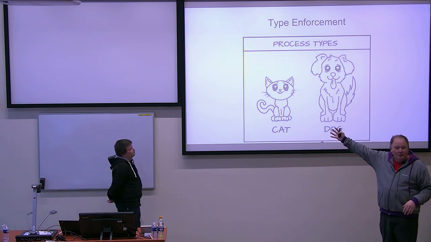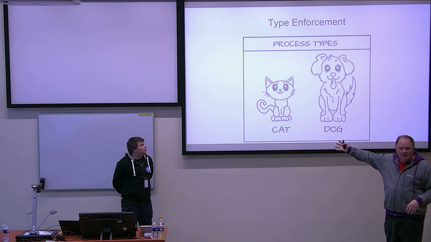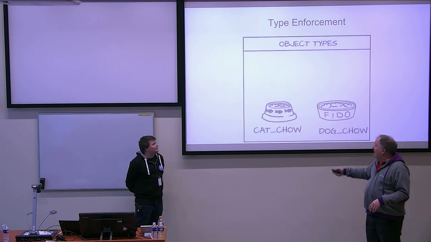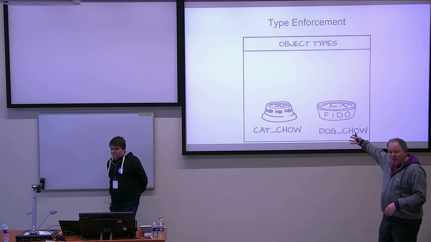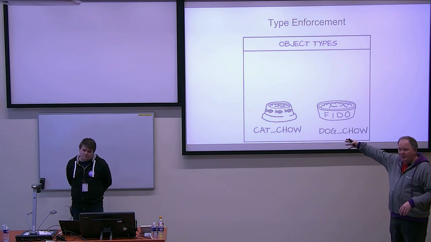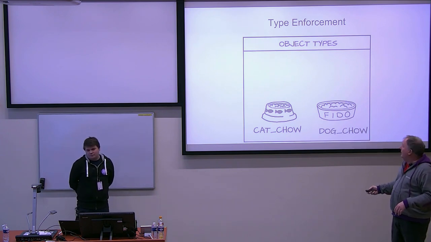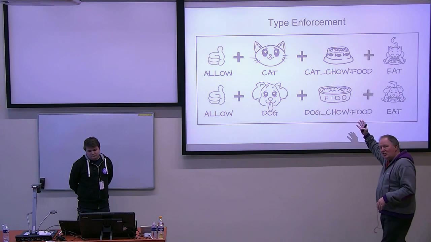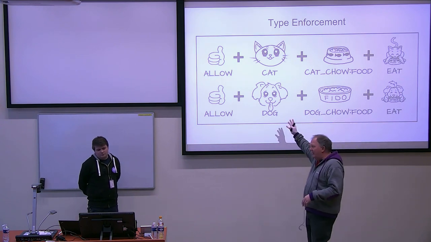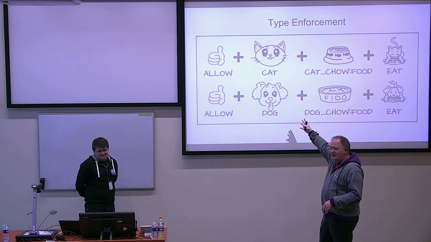But to make that simpler, rather than worry about Apache, we're going to say we have two processes on the system. We have a cat process and a dog process. Everybody with me so far? Then we have food objects. We label one of them as cat chow, one of them as dog chow. Then we write a rule that looks exactly like this rule. This is pretty much exactly SELinux policy right here.